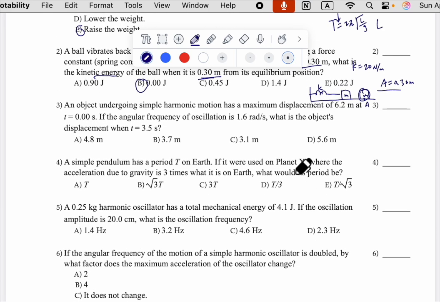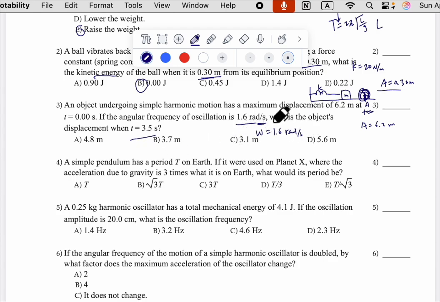Alright, number 3. An object undergoing simple harmonic motion has a maximum displacement A equal to 6.2 meters at t equal to 0. So basically, when t is 0, the object is here. If the frequency of the oscillation is this, so this is your angular frequency. If you read the unit, you can tell this is angular frequency. What is the object's displacement at this time?